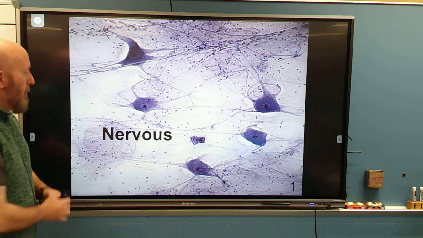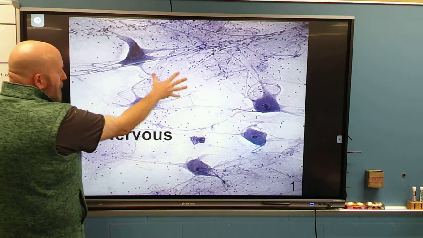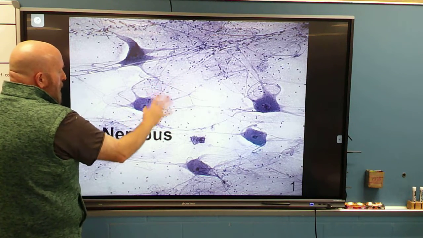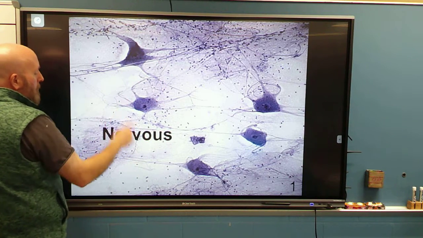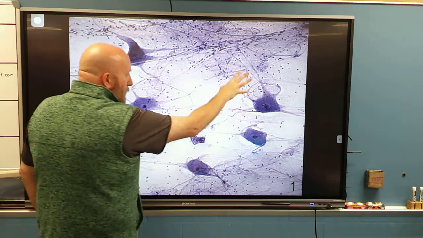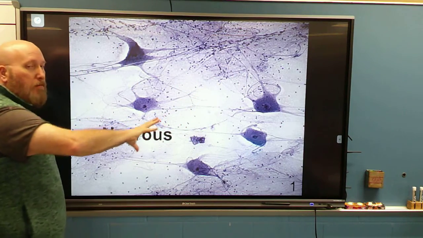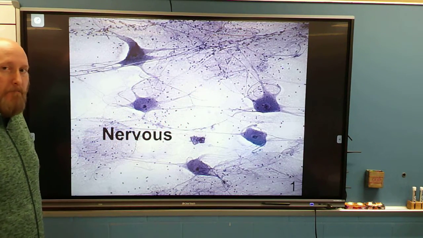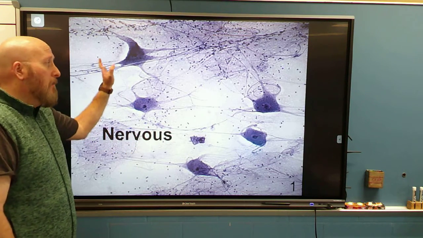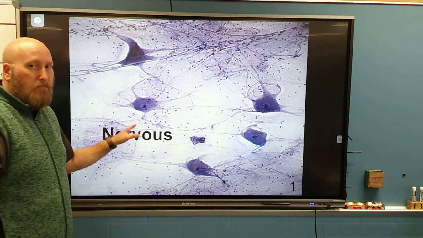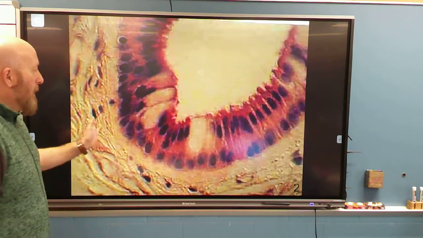This is nervous tissue because there's the neurons with all their little stringy extensions coming off. There's the nucleus in the center. And all these little black purple dots are the neuroglia, the helper cells that help them do their job in the nervous tissue. Okay? So that one should be fairly straightforward because it'll look like this pretty much every time. Okay? Now, this next one.